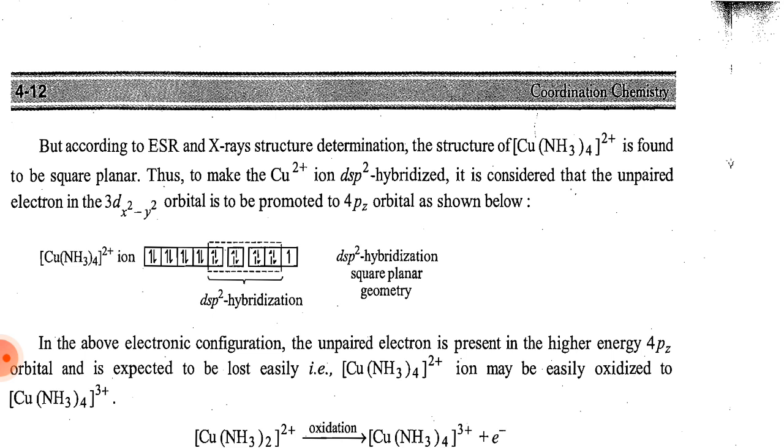to be square planar. Thus, to make the copper 2+ ion dsp2 hybridized, it is considered that the unpaired electron in the 3dx2-y2 orbital is promoted to the 4pz orbital as shown below. The [Cu(NH3)4]2+ ion will form dsp2 hybridization, giving square planar geometry.